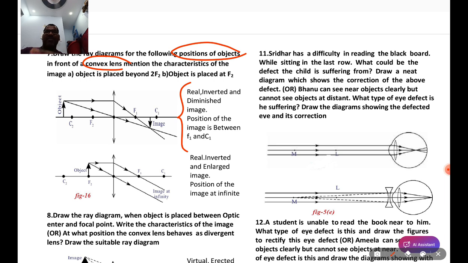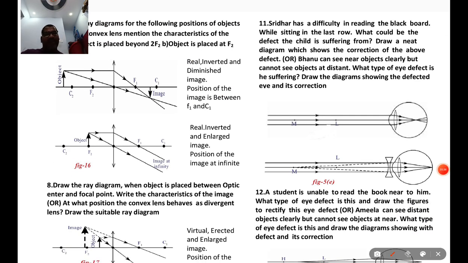If this question is given for 2 marks, 1 mark will be allotted for the diagram and 1 mark for writing the characteristics of the image. I will show you the model paper. In the characteristics, for a 1 mark question you can write any 2, no need of 4. Here you have real, inverted, diminished. If you don't remember in the exam, write any 2 of these and you'll get 1 mark, if it is given as a 1 mark question, right?